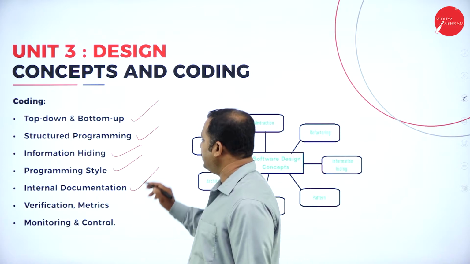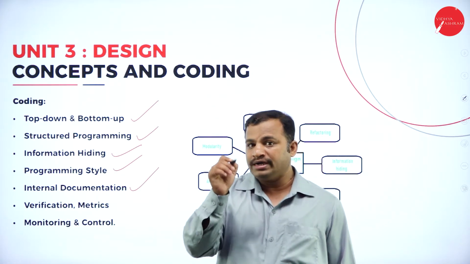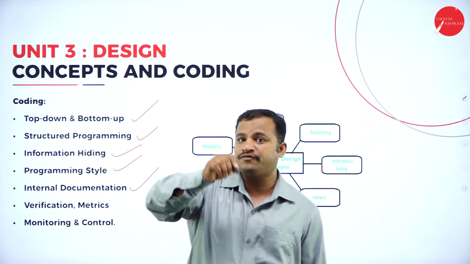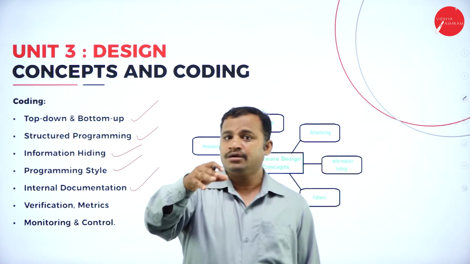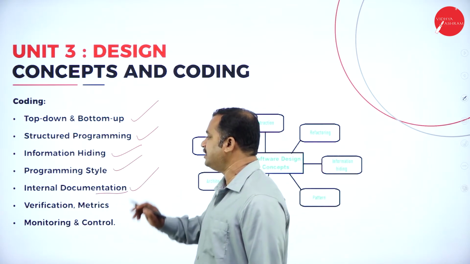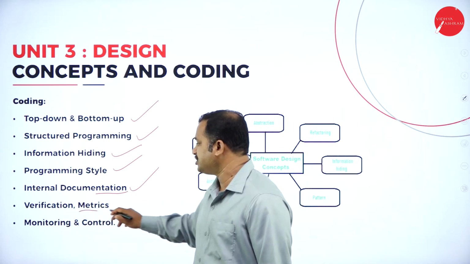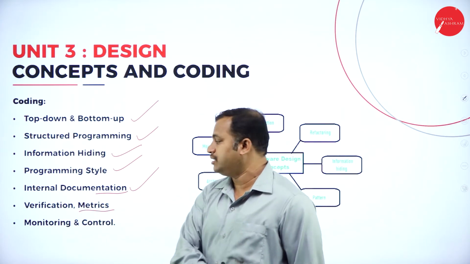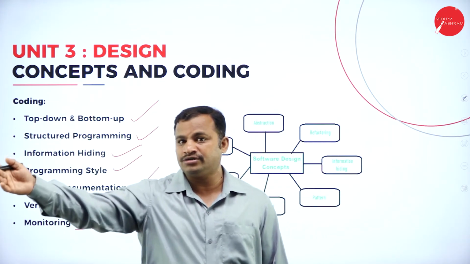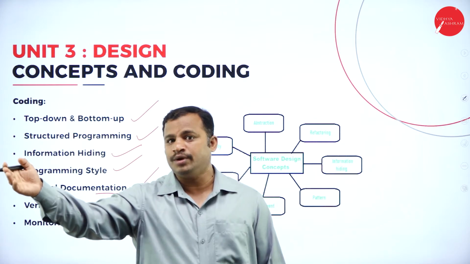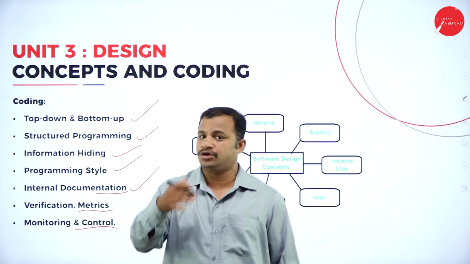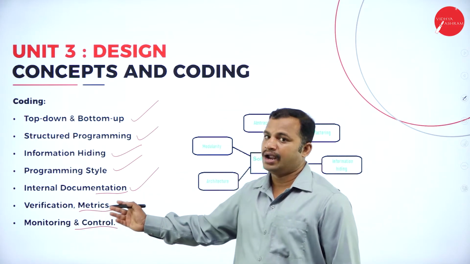Then internal documentation. That is, the code written by the developer must be documented: what is the purpose of writing that segment, and what does that code segment perform. All those details must be documented in the form of internal documentation. Then verification metrics come to the testing part. Then monitoring and control comes to the maintenance part. Once it is delivered to the client, they may come back with a few more modifications. Then the modifications must be incorporated once again. That is called maintenance or monitoring and control.